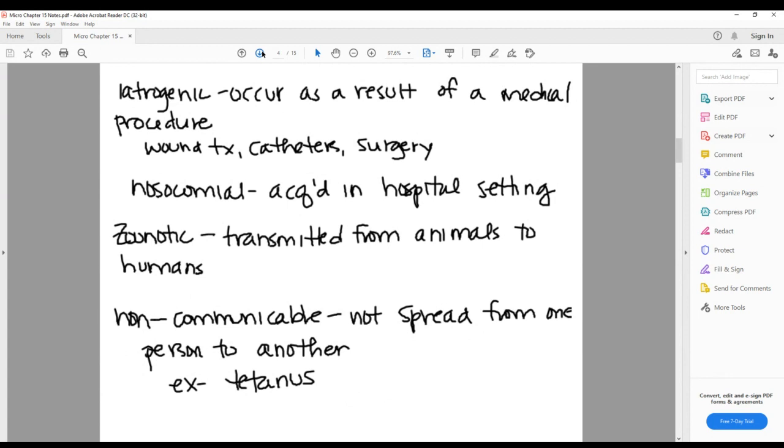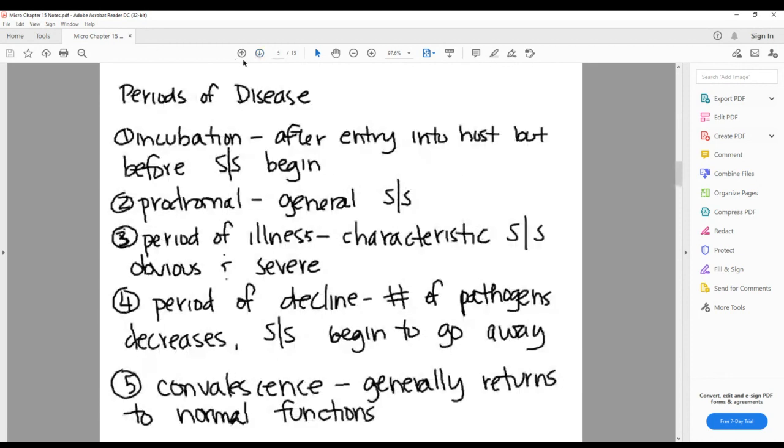Non-communicable is a disease that's not spread from one person to another, so it's acquired in a different type of manner. Something like tetanus, that is a non-communicable disease. If I contract tetanus from a wound, I can't spread that to you. Okay, so it's a non-communicable disease. Now, when we look at the periods of disease, they really correspond to that growth curve that we saw with bacteria.